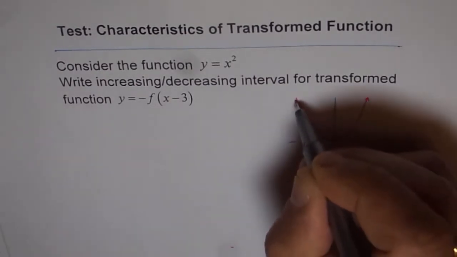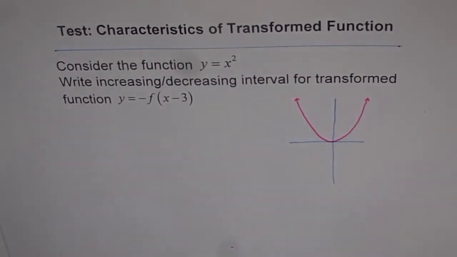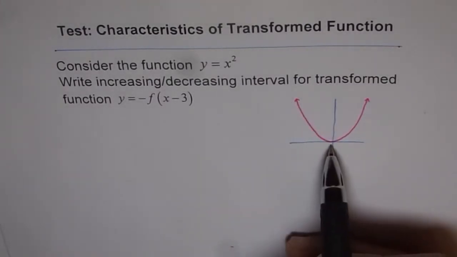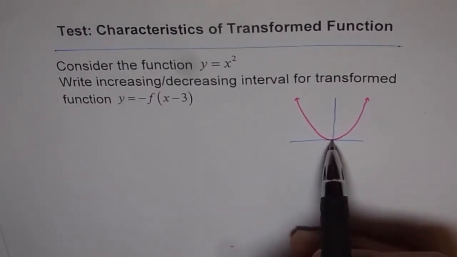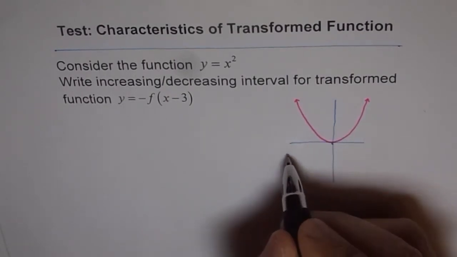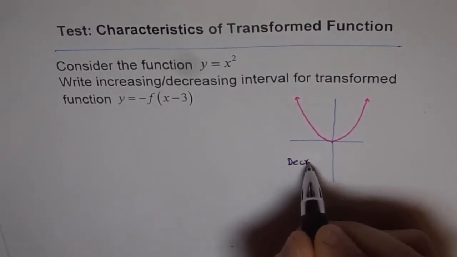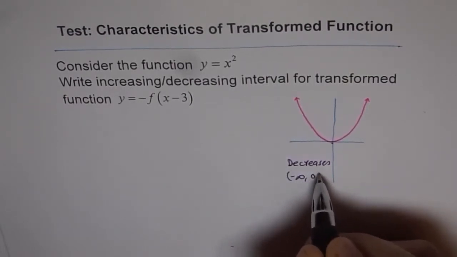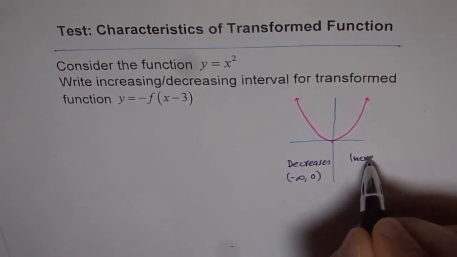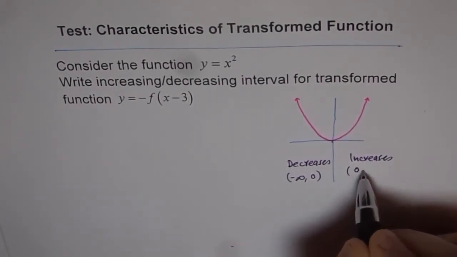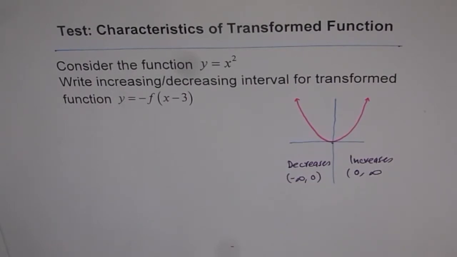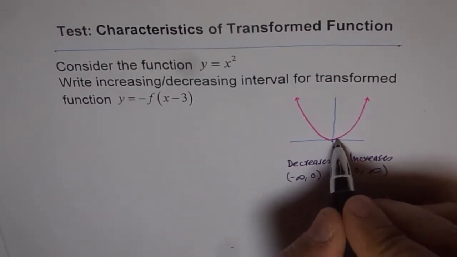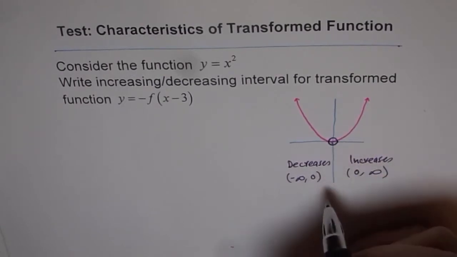There you go. The vertex is at the origin, and what we notice is that it decreases from minus infinity to 0, and after that it increases. So here we have a function which decreases from, let's say, minus infinity to 0, right, and increases from 0 to infinity, right? But when we transform it, then the increasing and decreasing intervals will change. And the point to consider is the vertex.